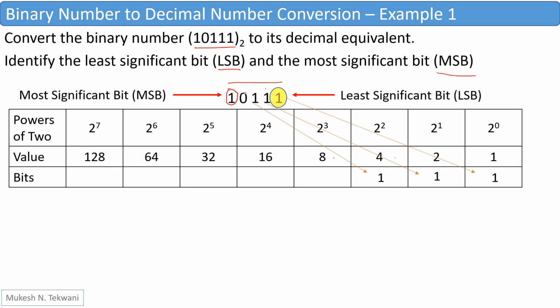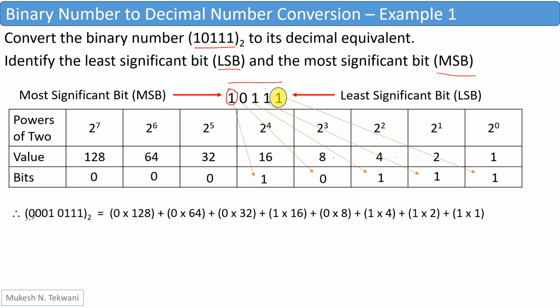The next bit in our number is 0, which is written under 2 raised to 3. That means the weight of this bit is 8. So we write 0. And the most significant bit, we put it here under 2 raised to 4, that is 16. So all our bits have been copied, and since there are no more bits left, we will just pad these remaining powers of 2 with zeros. Now all the bit positions have been allotted, and so our given binary number can be written as 0 into 128.